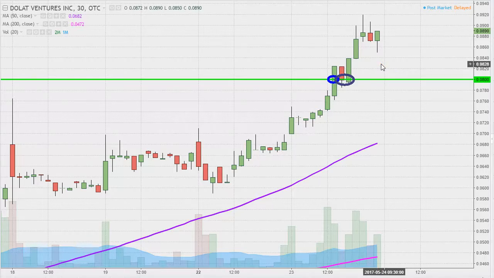Meaning, hey Clay, what would make this chart look the absolute strongest going forward? If the price can hold up above 0.08, that would definitely be a great sign of power. Now, if the price falls below it, by no means am I saying that the entire chart's ruined or anything like that. But yeah, that would certainly be the best case scenario.